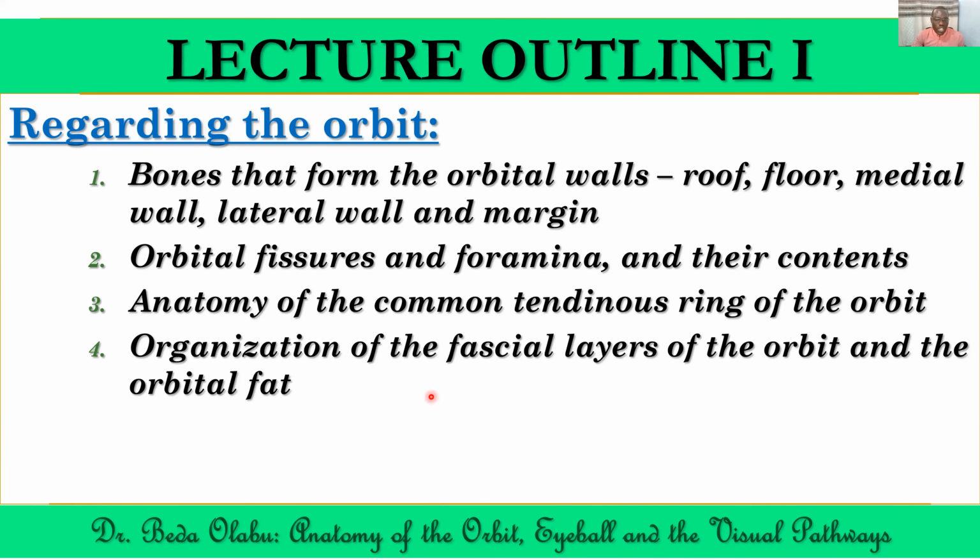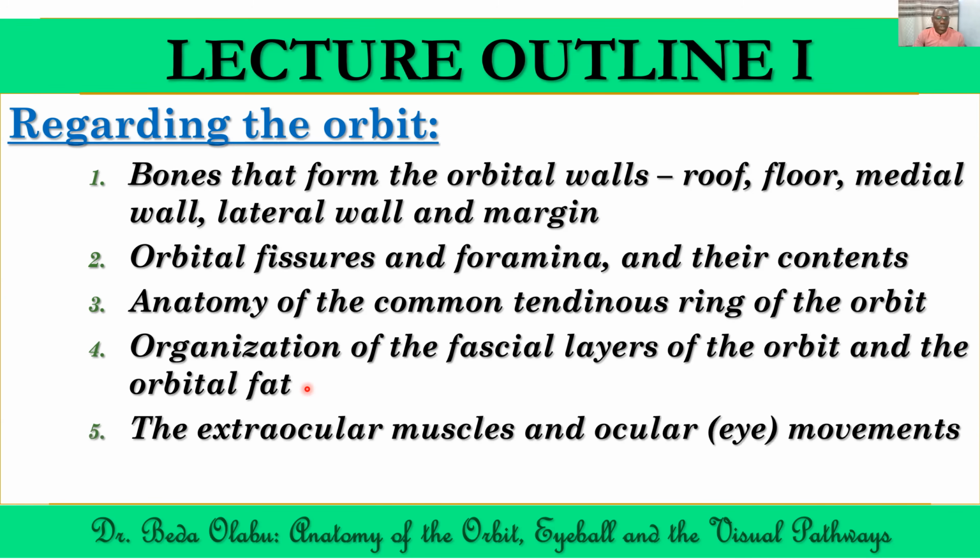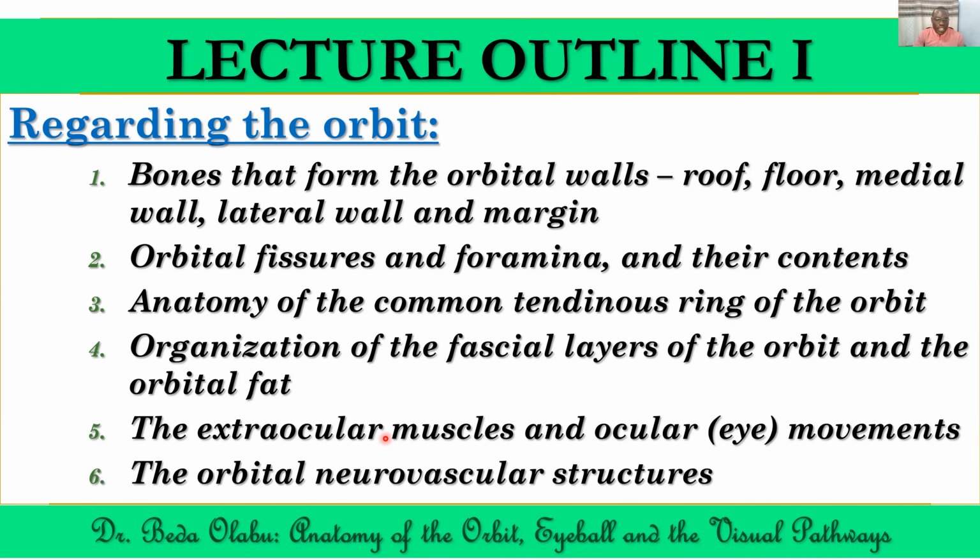Then we'll talk about the fascial layers of the orbit and the organization of the orbital fat. We'll also look at the extraocular muscles. These are the muscles that move the eye, so we'll also look at their effect on the eye. And lastly, we look at the neurovascular structures within the orbit. So that's basically the first part of the lecture.